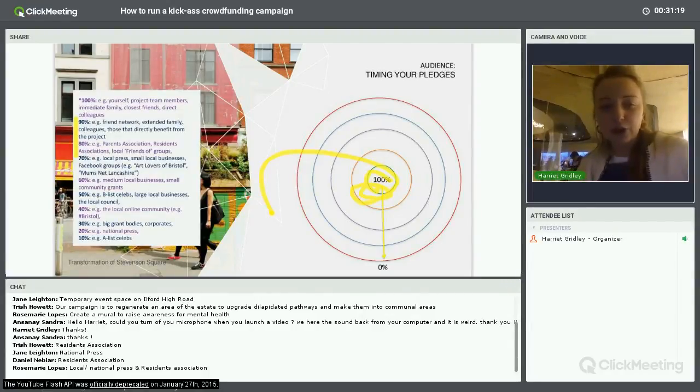So here you could approach the local press, small local businesses, Facebook groups. Now there are so many Facebook groups out there that could be hugely helpful in running your campaign. Some of our Spacehivers have sworn by local Facebook groups being key to the success of their campaigns.